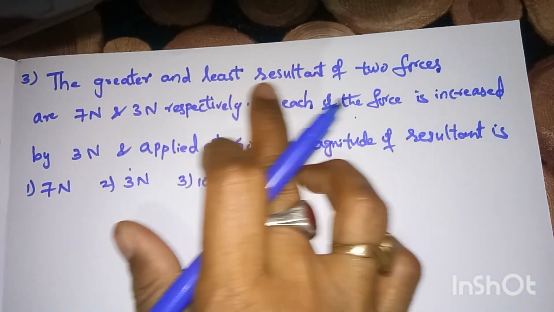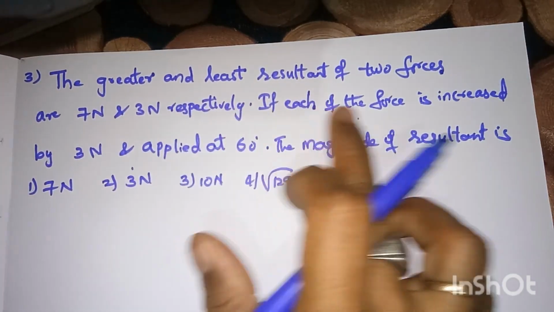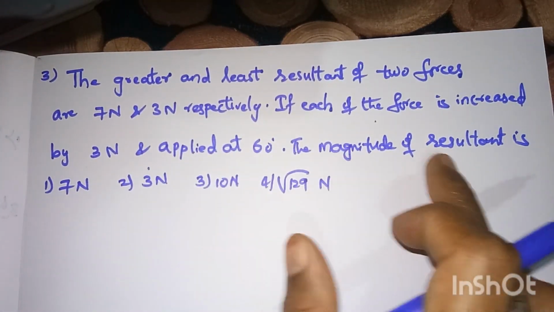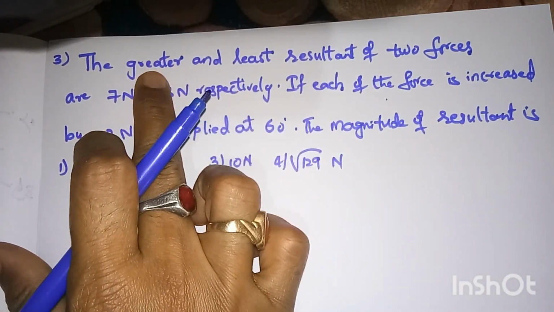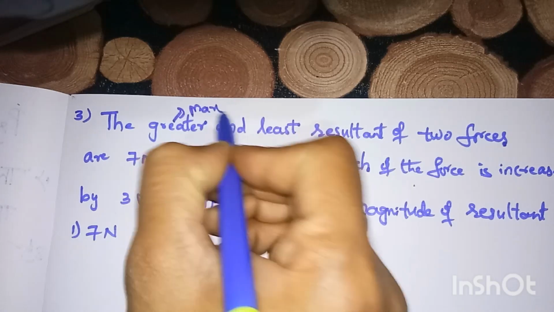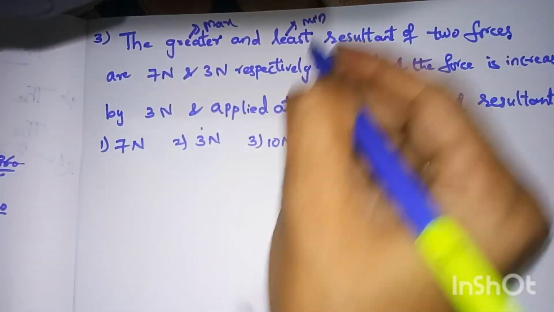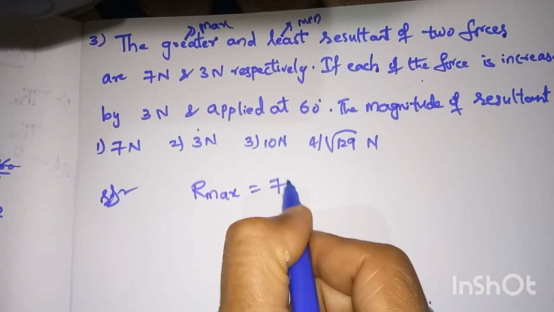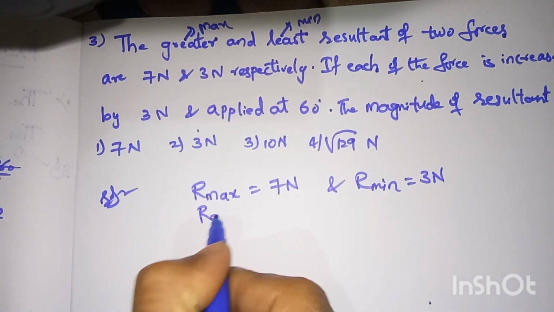The greater and least resultant of two forces are 7 Newton and 3 Newton respectively. If each of the force is increased by 3 Newton and applied at 60 degrees, the magnitude of resultant is? What they have given means, in place of maximum and minimum they have given greater and least. So greater is taken as maximum and least is taken as minimum. R maximum is 7 Newton and R minimum is 3 Newton.